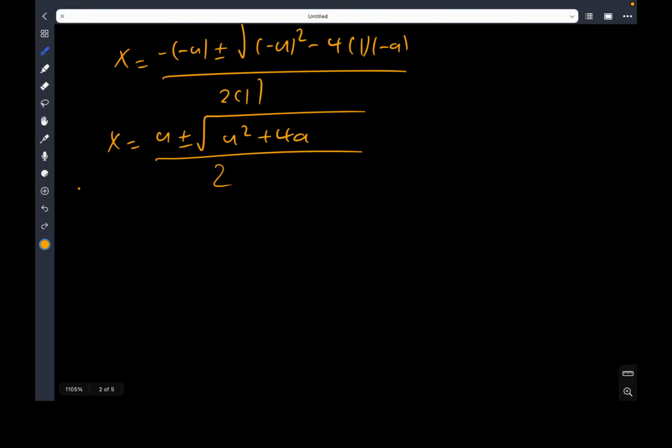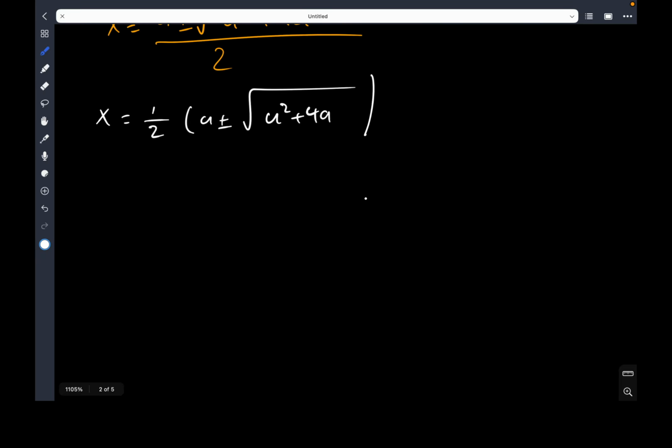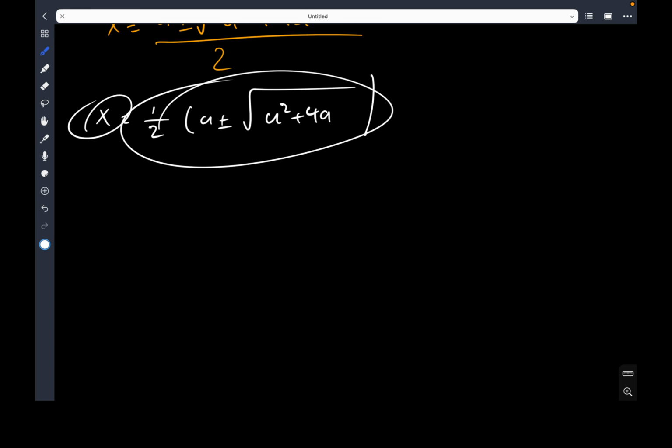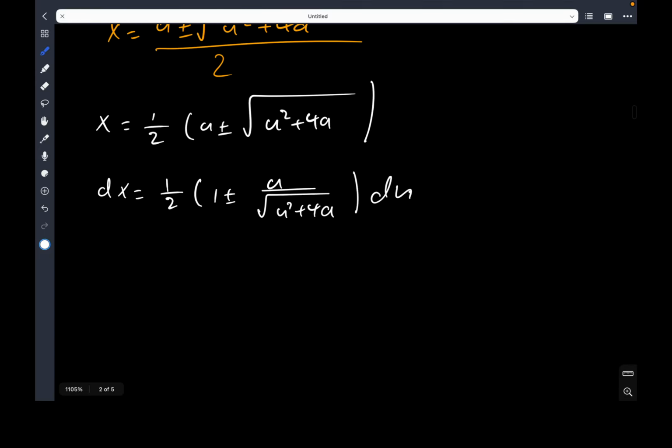So I'm gonna do some factoring out here. I'm gonna say x equals half times u plus or minus root u squared plus 4a, and if I differentiate both sides, I'm going to have dx equal to half times 1 plus or minus u over root u squared plus 4a du if I use the chain rule, and you'll see that I'll get these results.